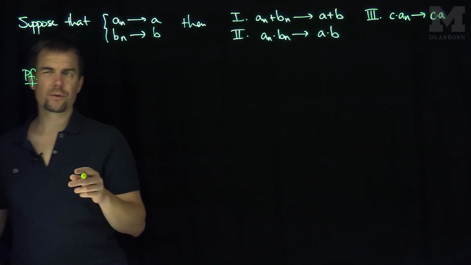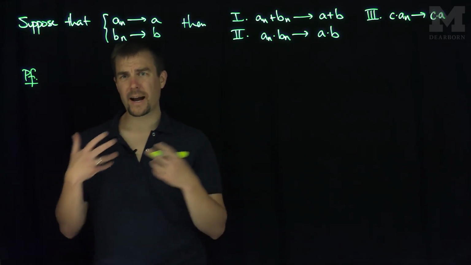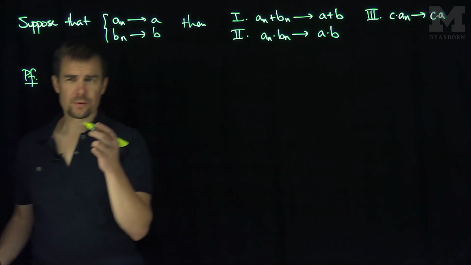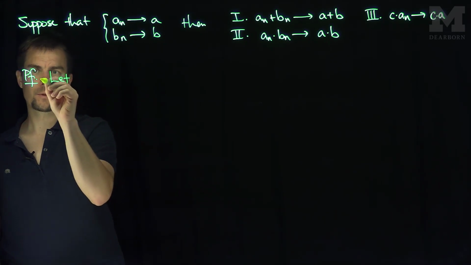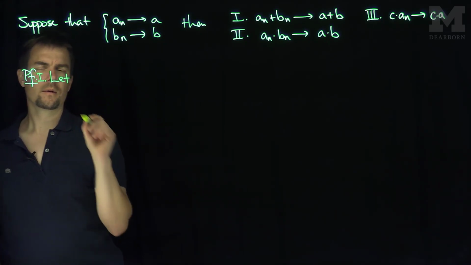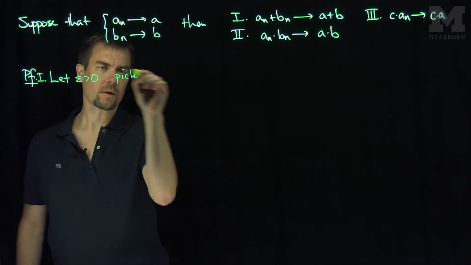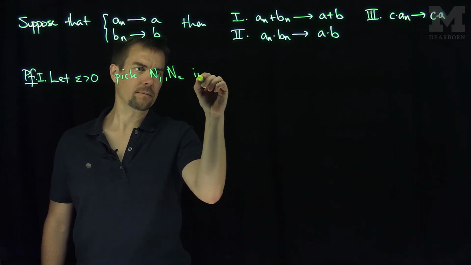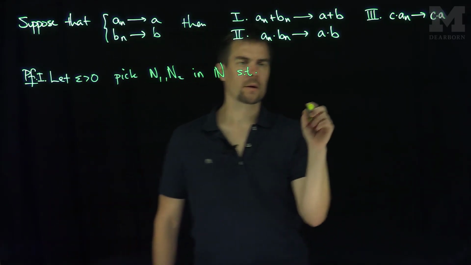And during this proof, we'll introduce a common technique that's seen in these analysis proofs, where you have the right idea of which epsilon you need to choose to make things equal epsilon at the very end. So let's do the following. Let epsilon be greater than 0. This will be the proof of number 1. Let epsilon be greater than 0, and pick N1 and N2 in the natural numbers such that two things happen.